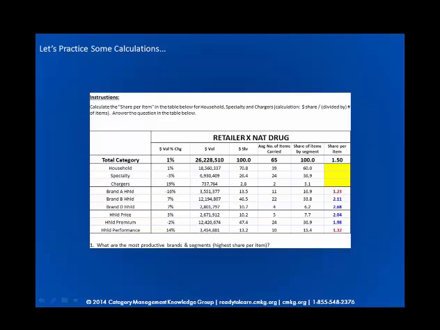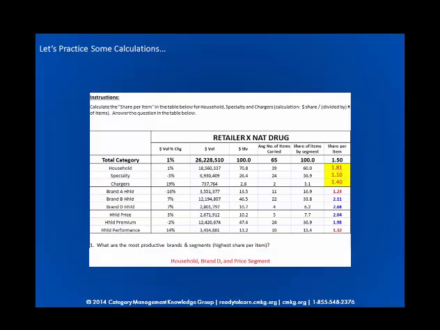All right, so these are fairly simple and straightforward calculations. I don't want to leave you working on it too long. So here are the answers that we have in terms of what is the share per item across these three segments. So again, this is your dollar share divided by the number of items in that particular segment. So given that, what are the most productive brands and segments, or the highest share per item?